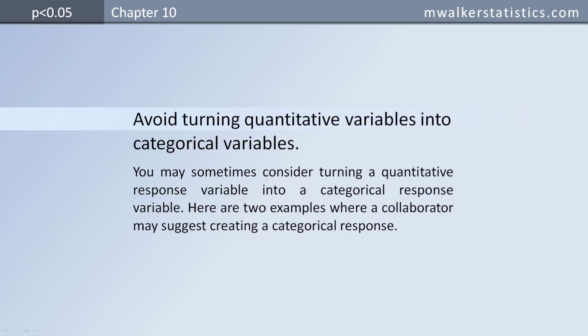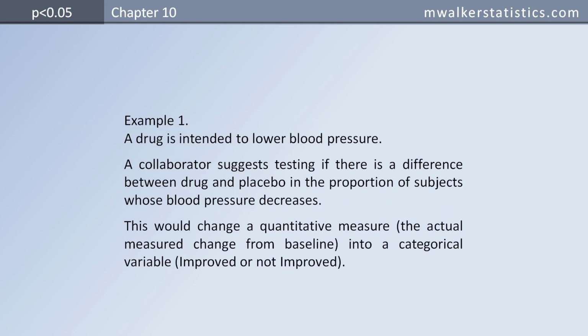You may sometimes consider turning a quantitative response variable into a categorical response variable. Here are two examples where a collaborator may suggest creating a categorical response. Example 1. A drug is intended to lower blood pressure. A collaborator suggests testing if there is a difference between drug and placebo in the proportion of subjects whose blood pressure decreases. This would change a quantitative measure, the actual measured change from baseline, into a categorical variable, improved or not improved.